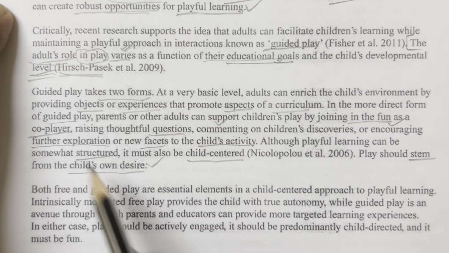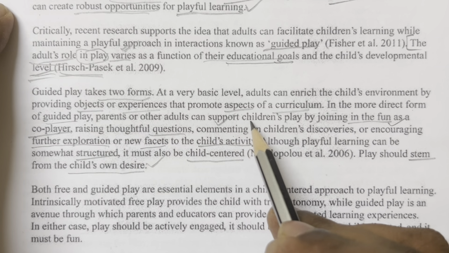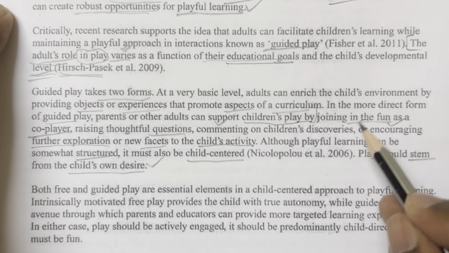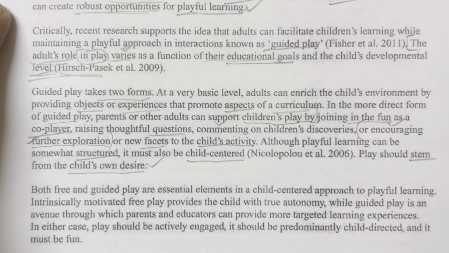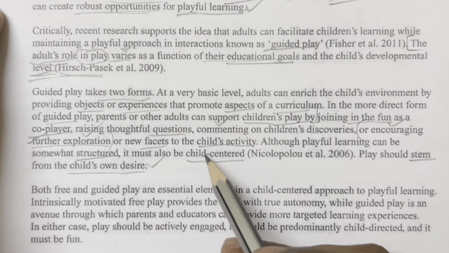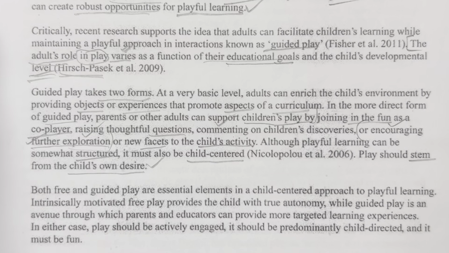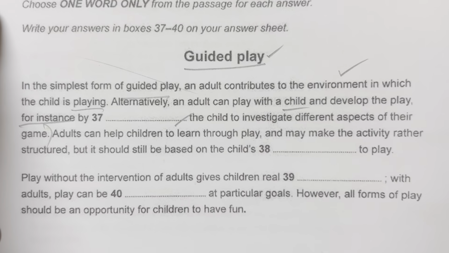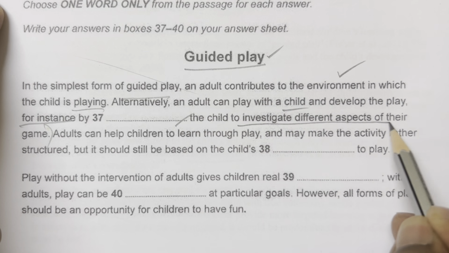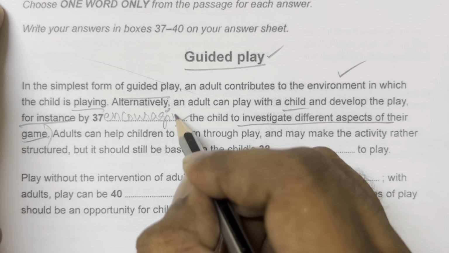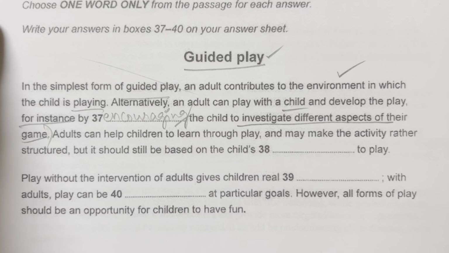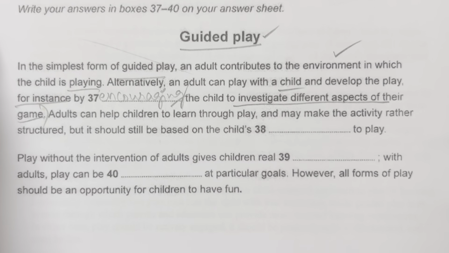So let's look at this one, guys. In the more direct form of guided play, parents or other adults can support children's play by encouraging further exploration. What do you mean by further exploration? Investigating different aspects, right? Exploration means investigation, right? So by encouraging the child to investigate different aspects of their game, that's what he means. So further exploration means investigate different aspects of their game. So for instance, by encouraging the child to investigate different aspects. Okay, so encouraging is the keyword.